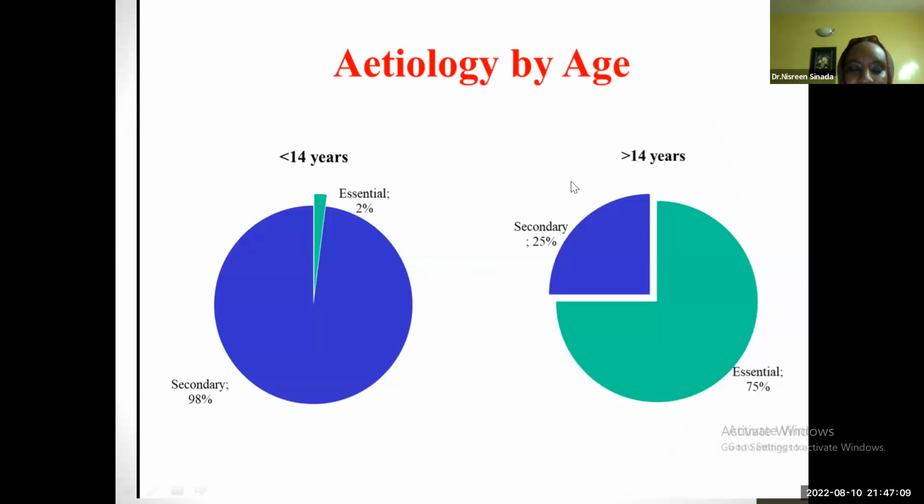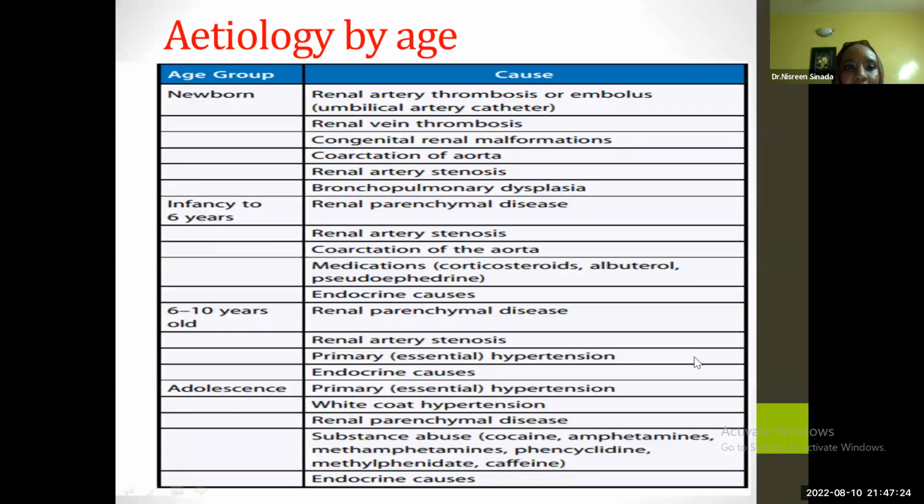Regarding the etiology by age, in children less than 14 years it is mostly secondary, 98%, and essential hypertension is very minimal, 2%. In those more than 14 years, essential is 75% and the remaining is secondary. Etiology according to age group: the common causes in the newborn are renal artery thrombosis and embolus. We should ask about umbilical artery catheterization during the neonatal period, renal vein thrombosis, congenital renal malformation, coarctation of the aorta, so we should measure the lower limb blood pressure, renal artery stenosis, and bronchopulmonary dysplasia.